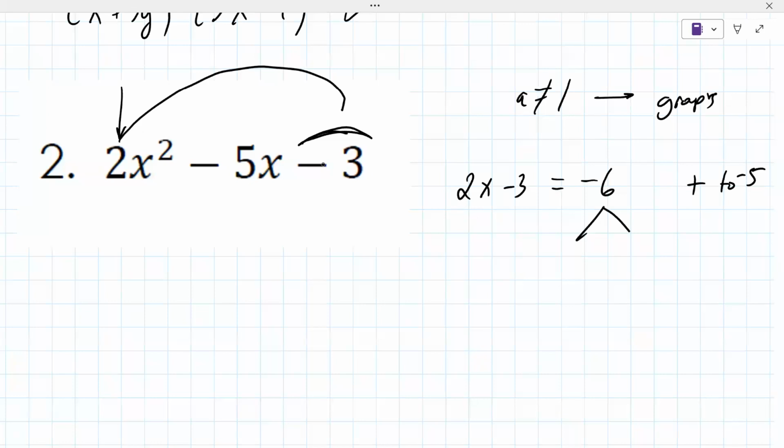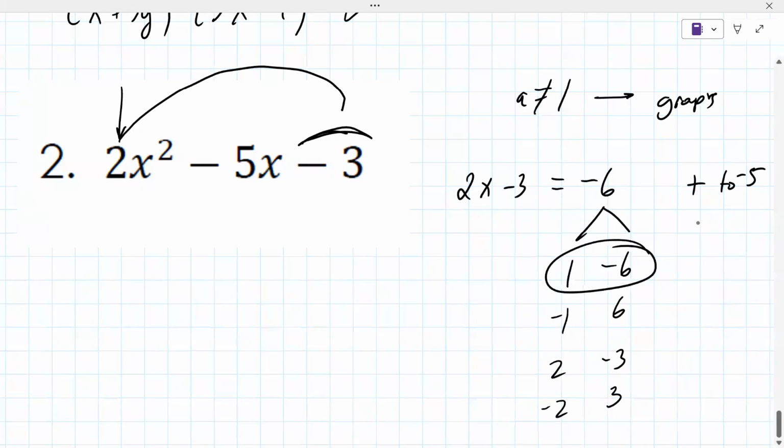So it needs to add up to -5. Like 1 and -6, -1 and 6, 2 and -3, -2 and 3. Do any of those work? Did any of those add to -5? -6 and 1 would, because -6 plus 1. So now what you have to figure out, and this is a little harder, is which pair's better with 2x squared? Is it -6 or is it +1?